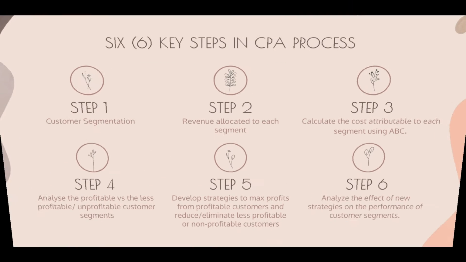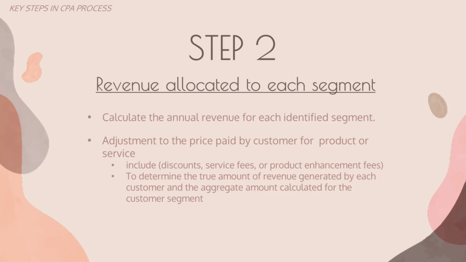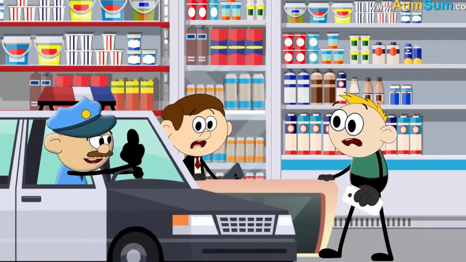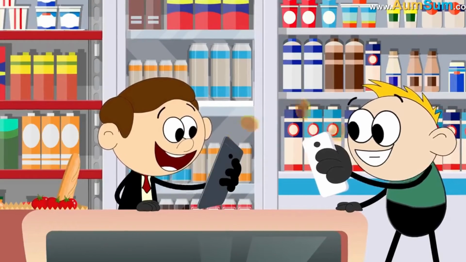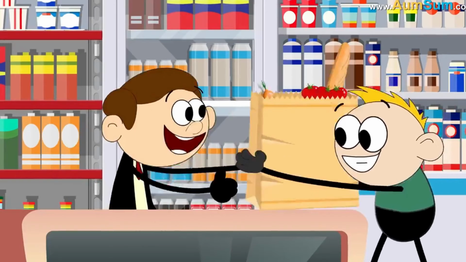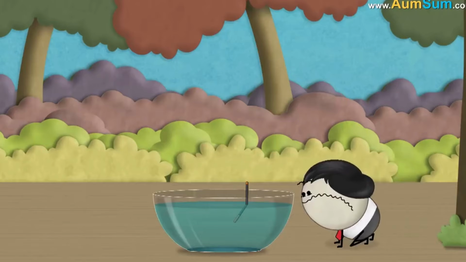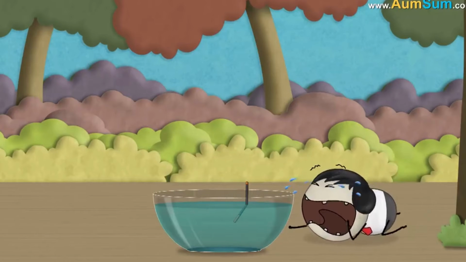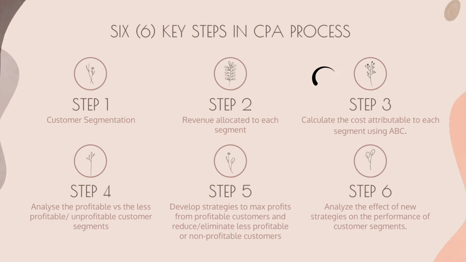The second step is revenue allocated to each segment. The annual revenue for each identified segment will be calculated depending on the products or services offered by the company. The adjustments to the price paid by the customer for a product or service must be included, such as discounts, service fees, or product enhancement fees. This is to determine the true amount of revenue generated by each customer and the aggregated amount calculated for the customer segment.